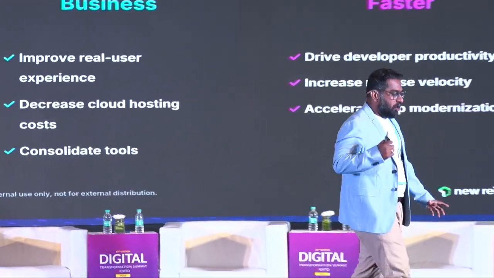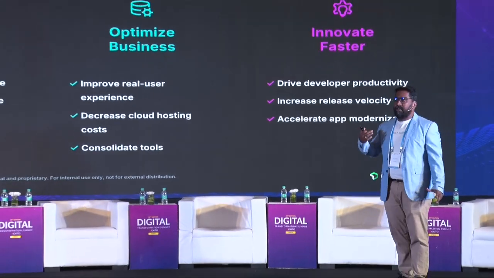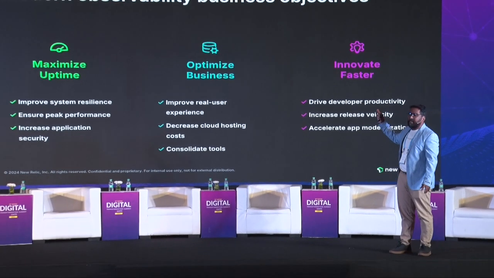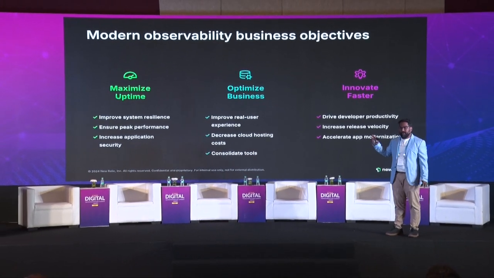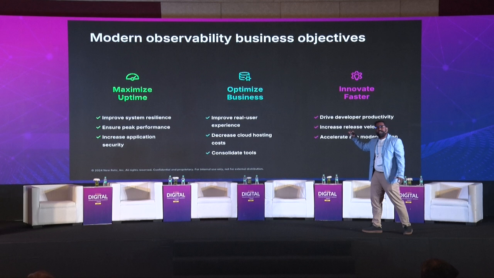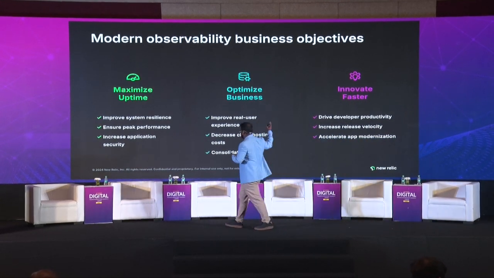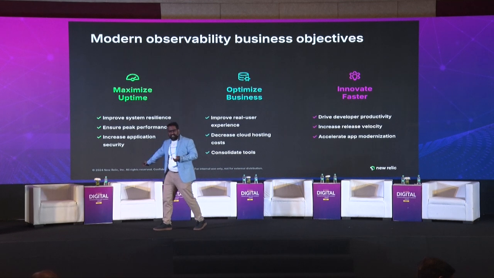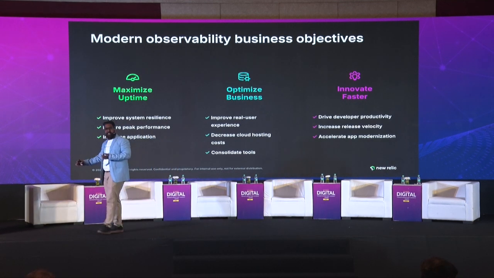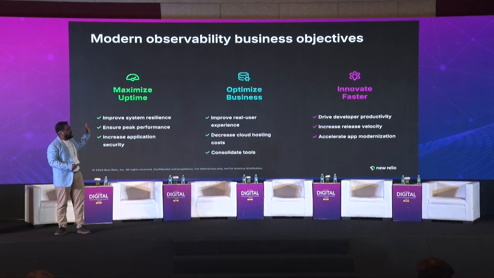Now, from an observability standpoint, from a New Relic standpoint, these are some of the objectives that we have in mind. So I've divided it into 3 different buckets: maximize uptime, optimize business, innovate faster. These are there for your understanding. But if you see, these are very relevant to your digital transformation journey as well, right?